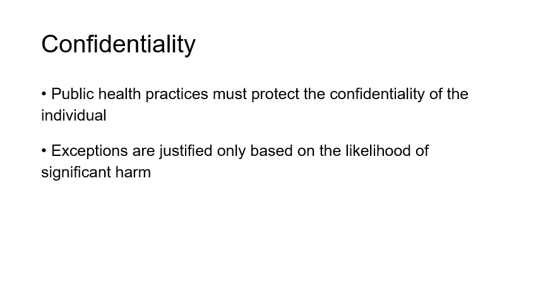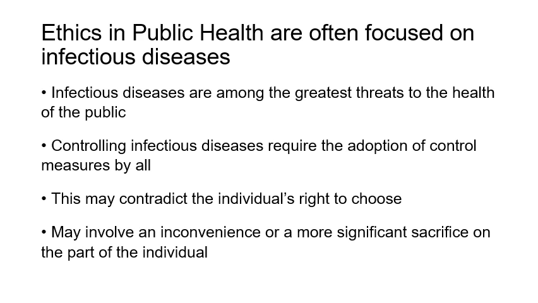In the practice of public health, confidentiality moves forward in its importance, and public health practices must protect the confidentiality of the individual. There are limited exceptions that may be justified, but they're justified only based on the likelihood of significant harm. Because infectious diseases are among the greatest threats to the health of the public, ethics in public health are often focused on how surveillance and control of infectious diseases is carried out. Controlling infectious disease requires the adoption of control measures by all citizens, and this may contradict the individual's right to make a choice. It may also involve an inconvenience or a more significant sacrifice on the part of the individual for the greater good.